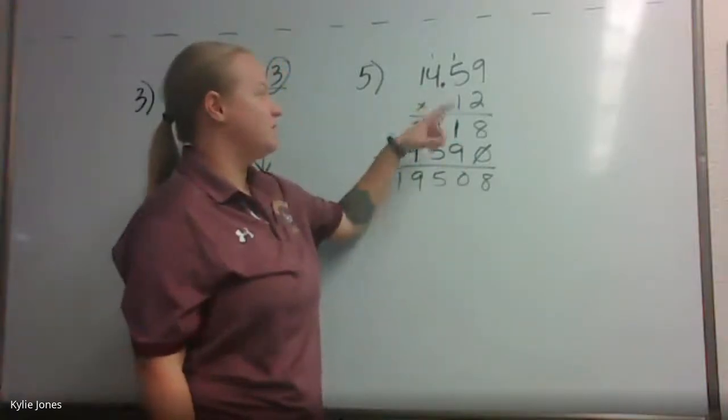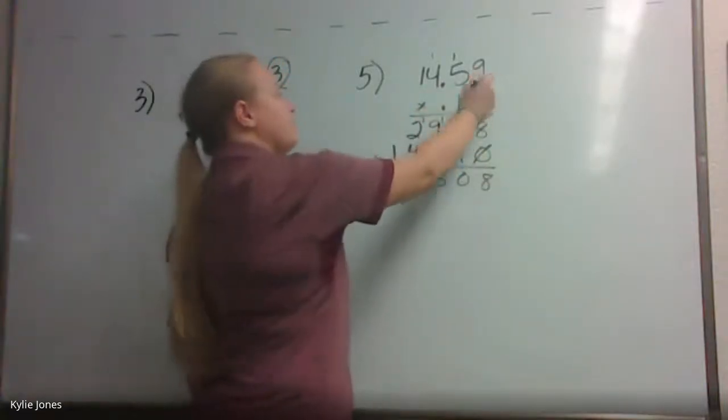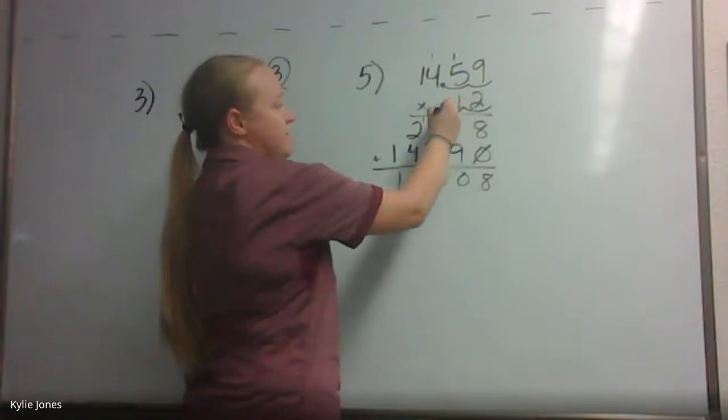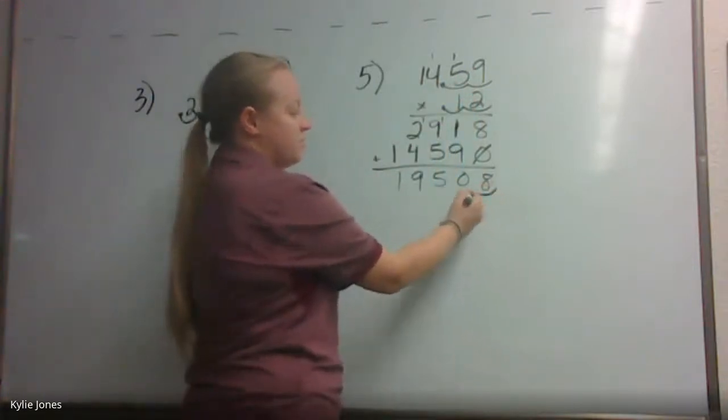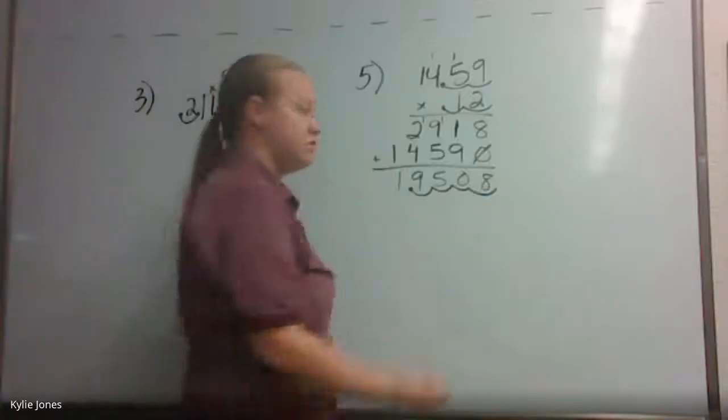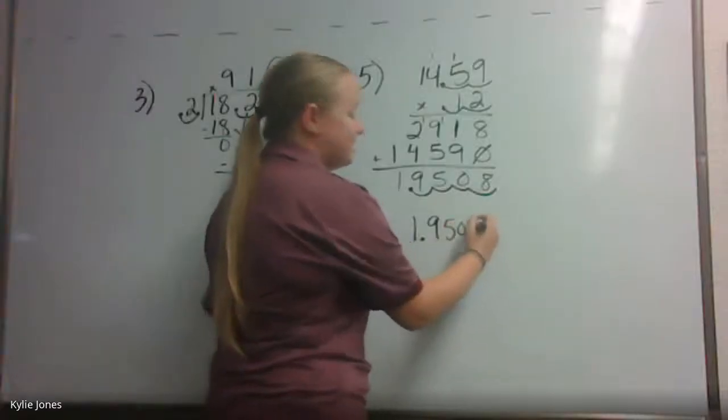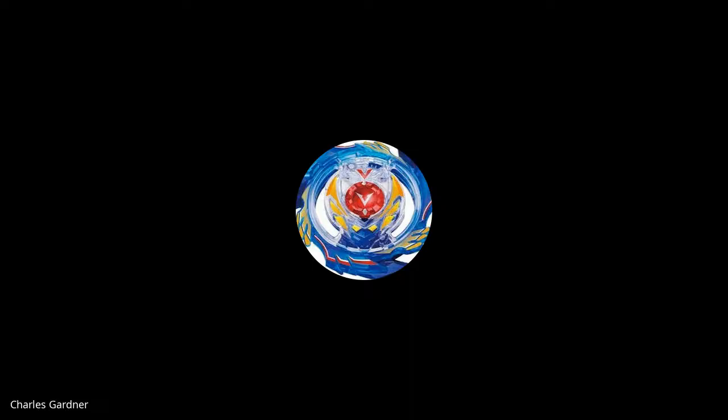All right. So we need to figure out where our decimal goes. We know that there are 1, 2, 3, 4 numbers behind our decimal. So we need to start at the end and move it 1, 2, 3, 4 times. So you get 1 and 9,508 10,000ths.